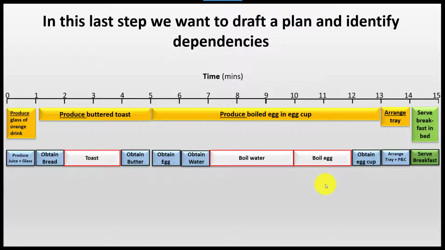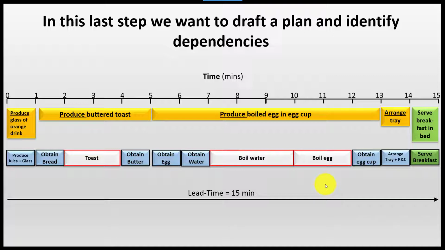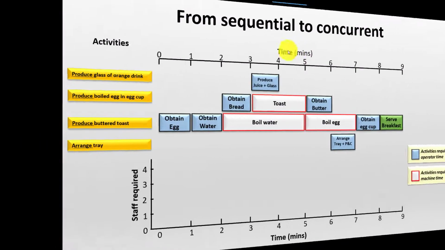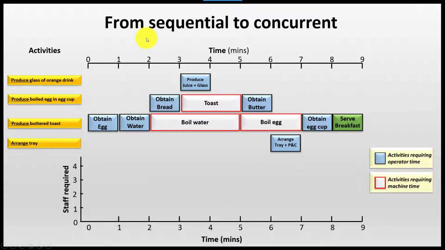So at this moment, our performance metric that we can use is lead time, and that is going to be 15 minutes. Now, lead time, in case you're not familiar with this term, means the elapsed time, how long it takes from the moment you start until you finish all your tasks, and that is 15 minutes. So let's see how we can reduce that lead time, but let's also see what are the consequences of doing that. All right, so we are moving from a sequential to a concurrent plan.